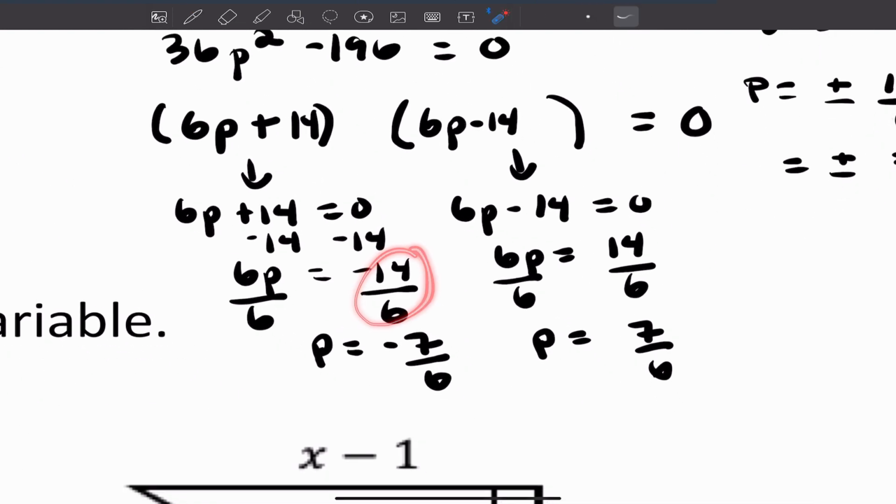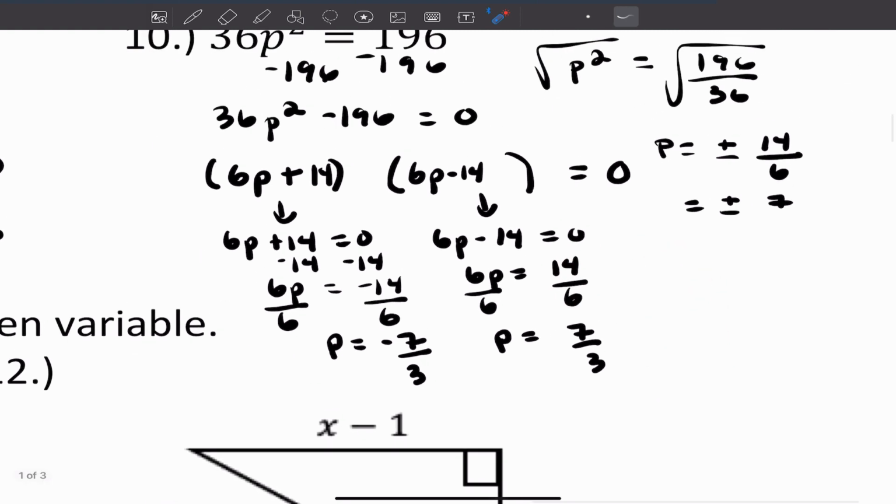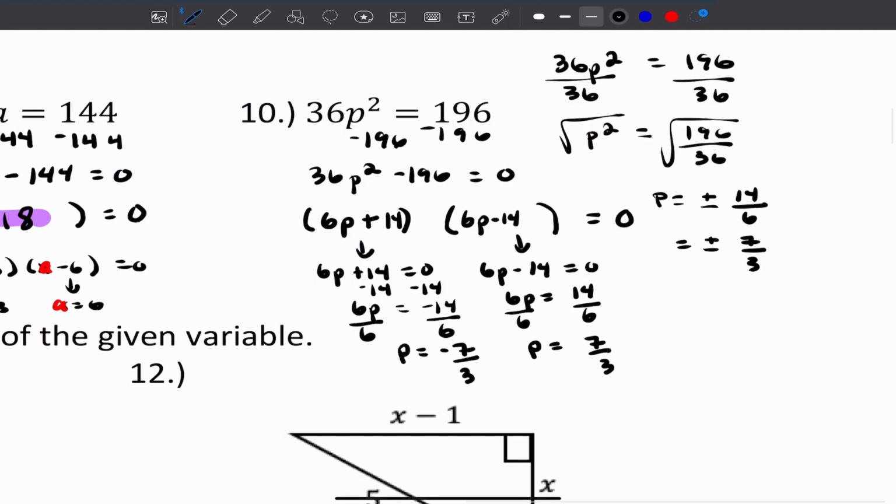this -14 over 6 reduces to -7 over 3. And then this over here should be 7 over 3 as well. 14 over 6 simplifies to 7/3. So this should be plus or minus 7/3 as well. Okay? There you go.